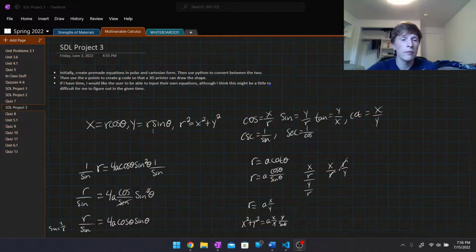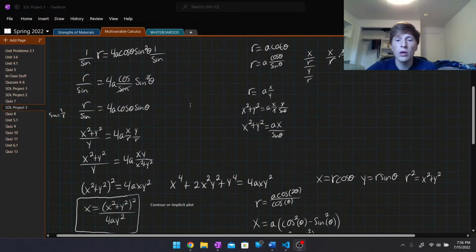To get started, we need to know a few things. We need to know that x is equal to r times the cosine of theta, y is equal to r times the sine of theta, and r squared equals x squared plus y squared. And then you would also need to know all of the trigonometric identities so that you can use those to help with conversion as well.